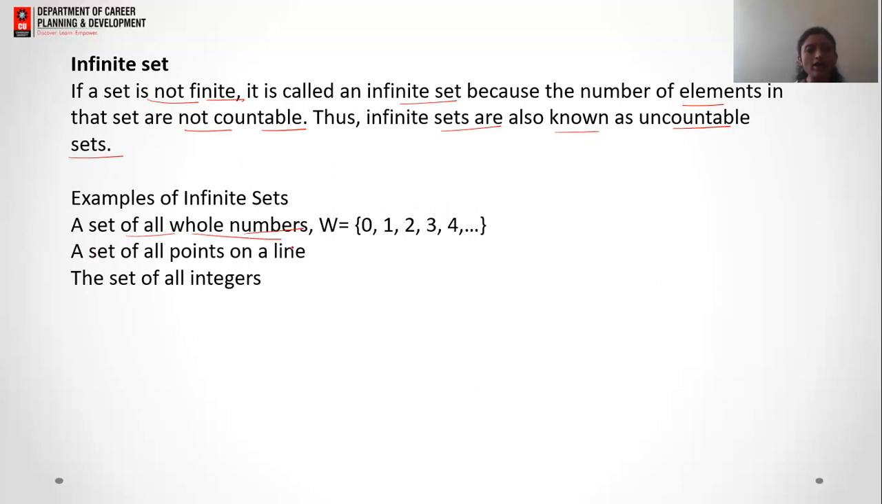The set of all the points on a line: on a line, we can take as many points as we want, so that is uncountable. And the set of all integers, from negative infinity up to positive infinity, is undefined, so we cannot count these integers. So this comes under an infinite, uncountable set.